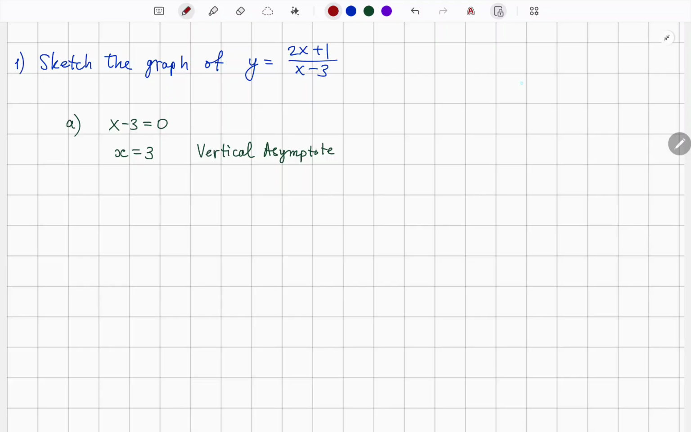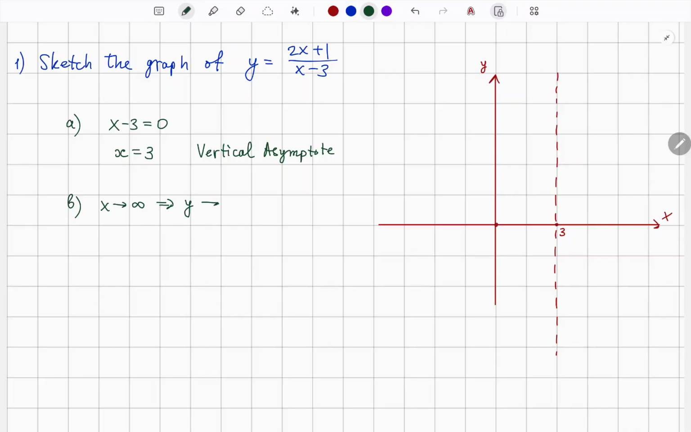So we can start drawing the graph. Here is the y-axis. This is the x-axis. So x equals 3. I'm not going to make an accurate drawing. So this is approximately x equals 3. The second question I have to give answer to is, what if x tends to infinity? X tends to infinity. It follows that y tends to what?